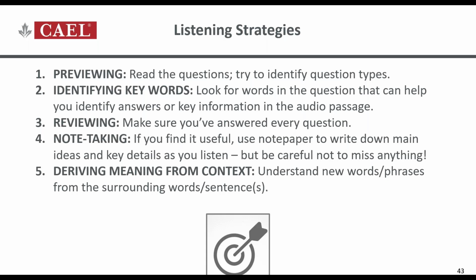Number 5 says deriving meaning from context. So if you hear something that you don't know, for example, if you hear a keyword that you don't know what it means, try to listen to the surrounding words and the context in order to guess logically what it must mean. I'm sure that if you're still learning English and still getting used to living in Canada, you probably do this anyway. You have to listen to what people are saying. And when it's a new word or a new phrase, you need to listen to that surrounding context in order to understand what it must mean.